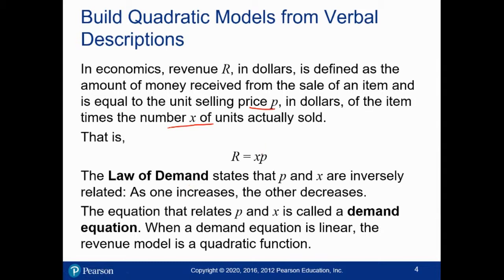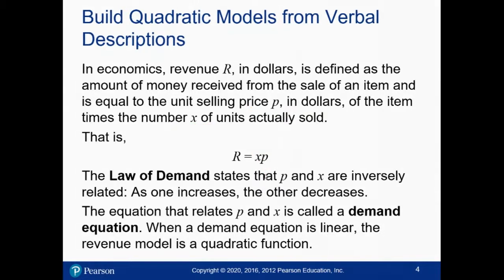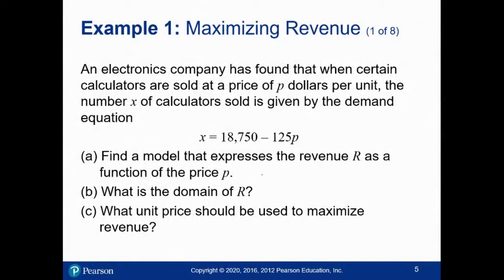Basically, the demand equation will replace the amount X sold with something depending on the price. So if I have something depending on the price times the price, I may end up with a quadratic function. So for example, the number of units sold X could be given by 18,750 minus 125 times P. If this is the demand equation, this tells me how many I'm going to sell at a certain price.